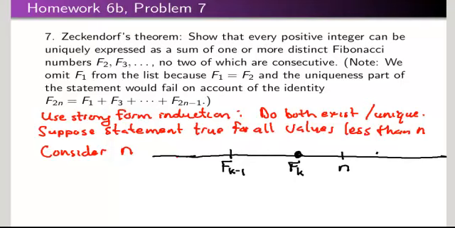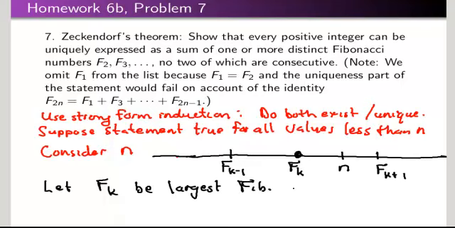And so the next Fibonacci number would be over to the right of n. So I'm going to let fk be the largest Fibonacci number less than or equal to n. And I'll consider two cases.